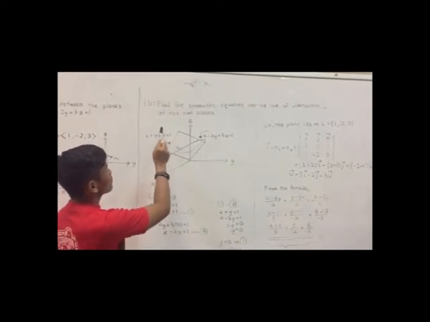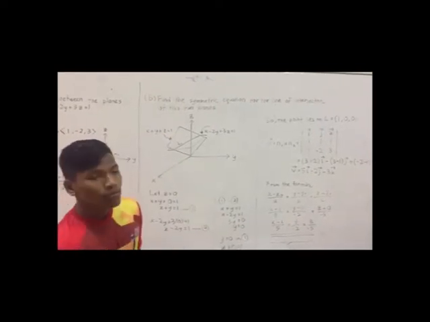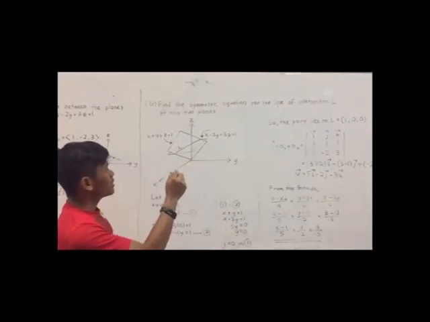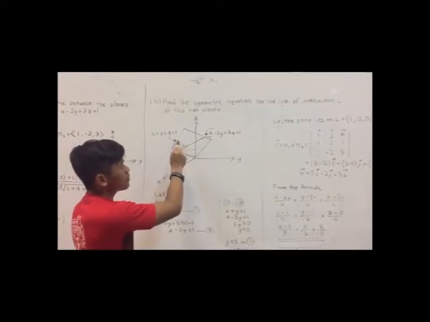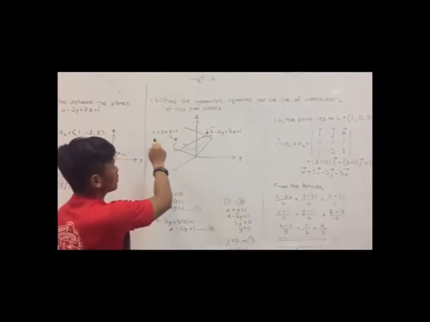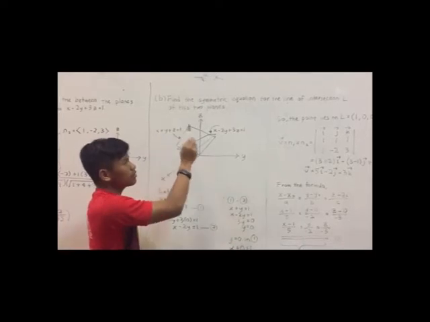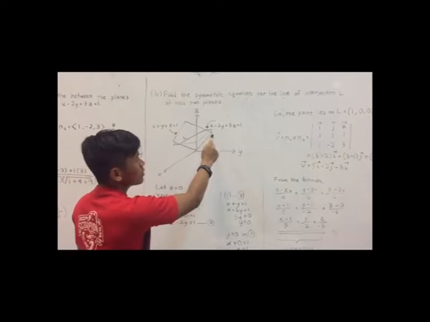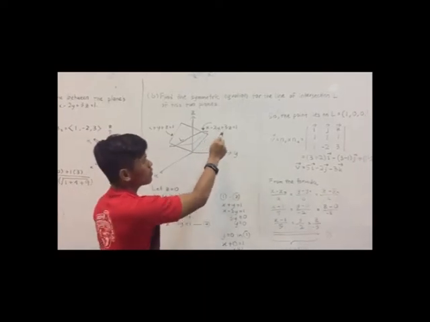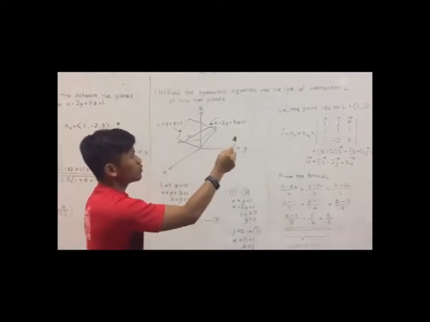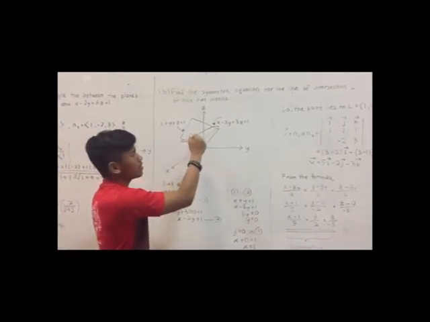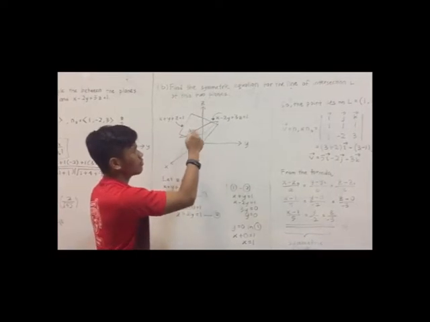The question is: find the symmetric equation for the line of intersection L of these two planes. From the diagram, we can see this is the first plane with the equation x plus y plus z equal to 1, and this is the second plane with the equation x minus 2y plus 3z equal to 1. So the line L is in both planes; it is the intersection of both planes.